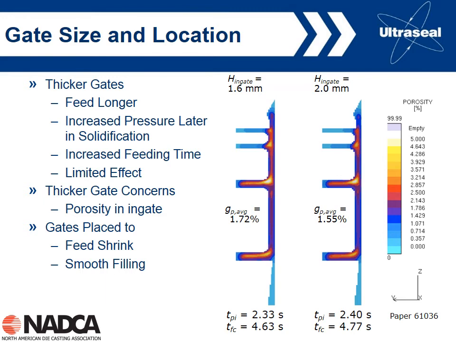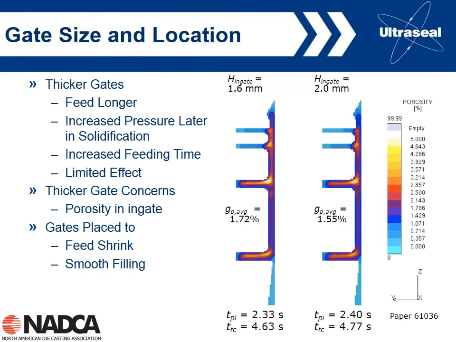And so we've got a simulation here, and what it's showing basically is that with a thicker gate we're going to reduce porosity. So here's the in-gate thickness on this simulation. The gate is obviously down here, we're filling from the bottom. So the gate was 1.6 millimeters thick, and then we increased it by 0.4 millimeters to 2.0. And what we see is we get a slight reduction in porosity. Porosity goes from 1.72 to 1.55.